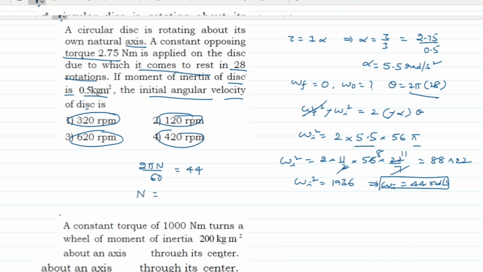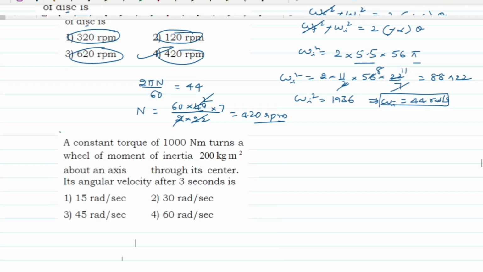Then we just calculate n, the number of rotations. For n, it is 44 into 60 into 44 by 2 into pi value, which you can take as 22 by 7. So 22 2s are, this 2 gets cancelled, 60 into 7. So here we will be getting 420 rotations per minute. So this is the correct answer. Let us see the next question.